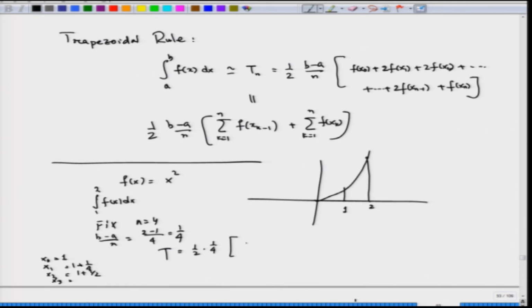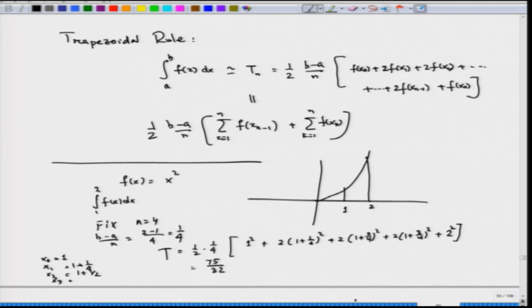and x 4 is equal to 2. So, this is 1 square plus 2 into (1 plus 1 by 4) square plus 2 into (1 plus 2 by 4) square plus 2 into (1 plus 3 by 4) square plus this x n will take no 2, only 1 is going to be there. So, this is going to be 2 square. So, a simple computation is going to give us 75 by 32.